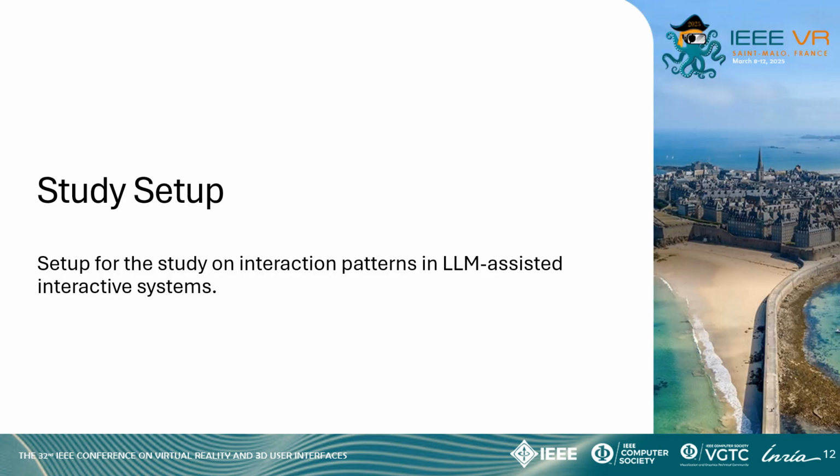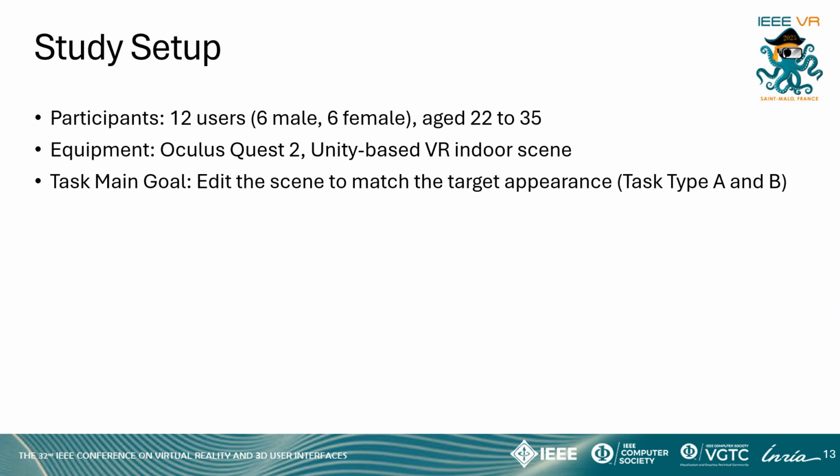Now we will move on to the setup of our study. The study is conducted with 12 participants, 6 male, 6 female, aged 22 to 35. Participants used an Oculus Quest 2 headset in a Unity-based VR indoor scene. The main goal of the task was to edit the scene to match two types of target appearances, namely task types A and B.